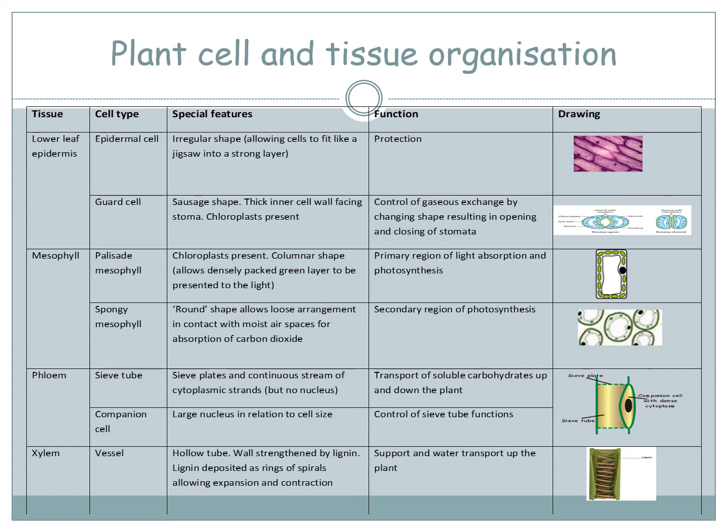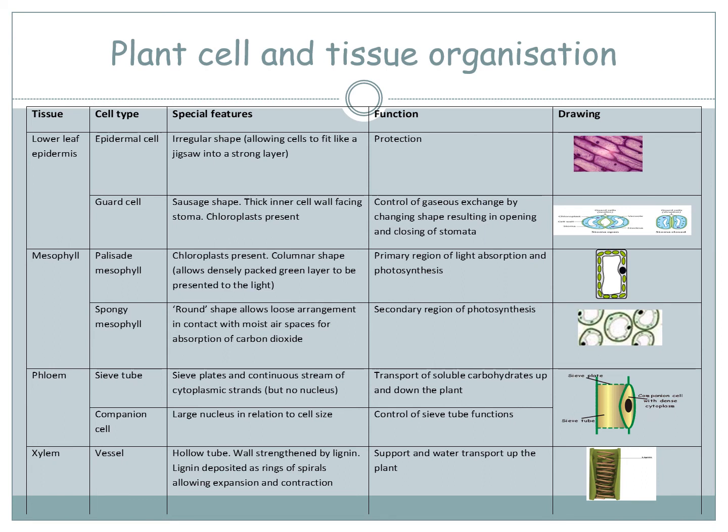Then the spongy mesophyll, its specialised features is that it's round in shape and it allows loose arrangements in contact with moist air spaces for the absorption of carbon dioxide. And the function of the spongy mesophyll cell is that it's a secondary region of photosynthesis, and it's where gas exchange takes place.